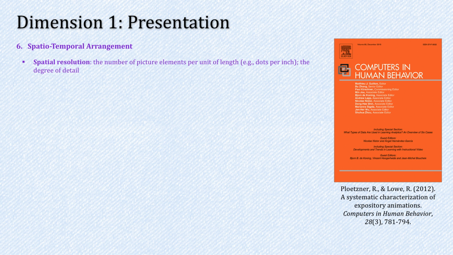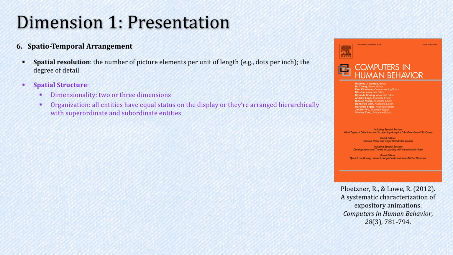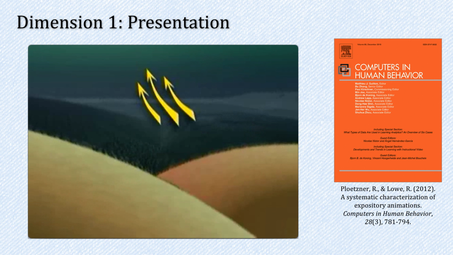The 6th subdimension of how animations present information is categorized as spatial temporal arrangement. And this has a number of sub-dimensions, specifically spatial resolution, or the number of picture elements per unit of length. In other words, the degree of detail in the animation. We also have spatial structure, whether the animation is using 2 or 3 dimensions, and whether or not all of the entities have equal status on the display, or if they're arranged hierarchically with subordinate and superordinate entities. Here's an example of an animation about a tsunami, and it's using multiple perspectives.